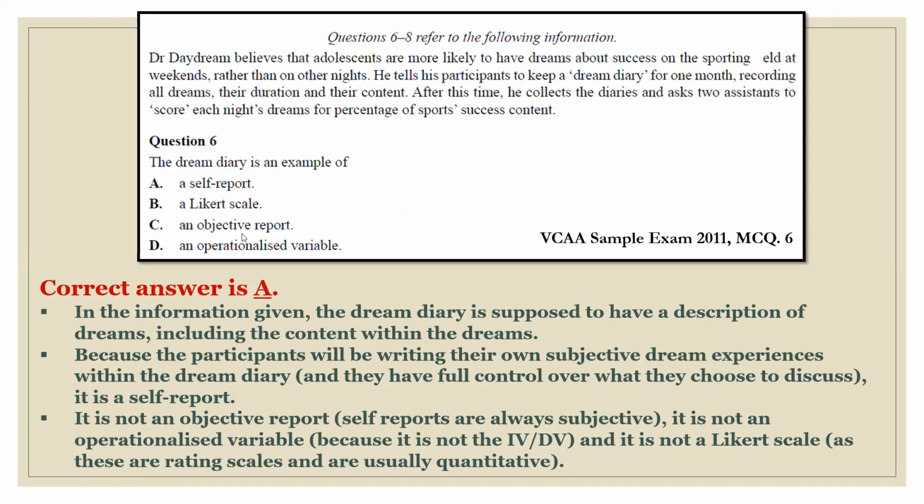It's not an objective report because dream diaries, sleep diaries, self-reports are never objective in nature, or never completely objective at least. It's not an operationalized variable because this is not an experiment. There's not enough information here to give us that knowledge. It's not a Likert scale because we're not asking the participants on a scale of 1 to 10, how sure are you that you will have a dream about sporting success? So it's not a scale. That's why the correct answer is A.